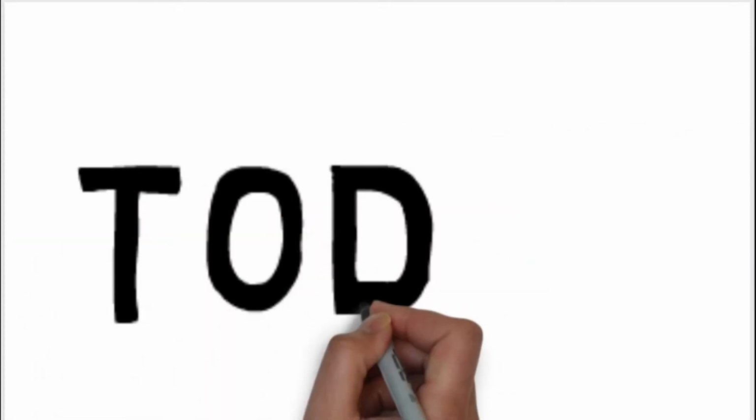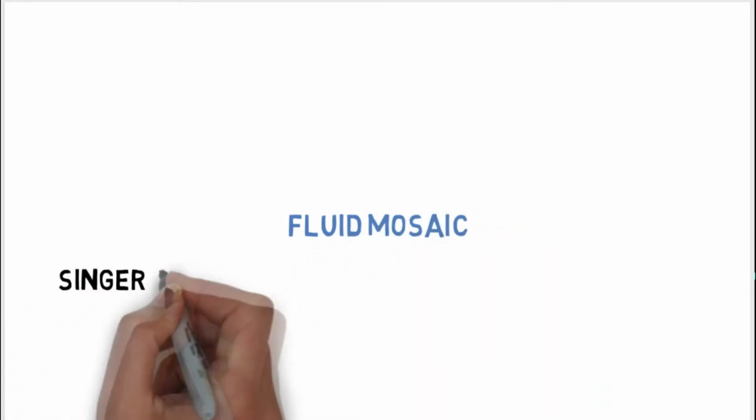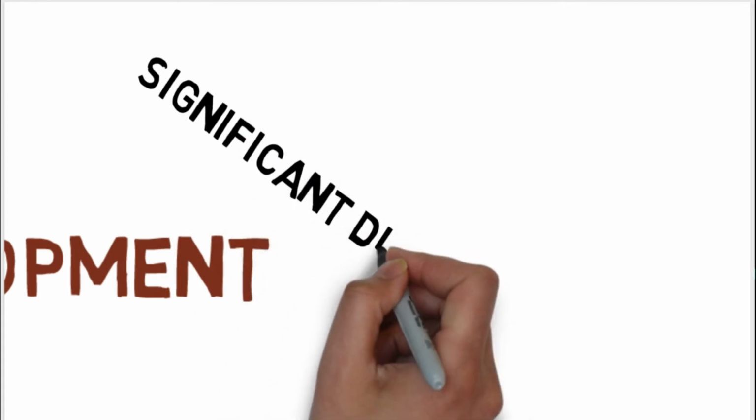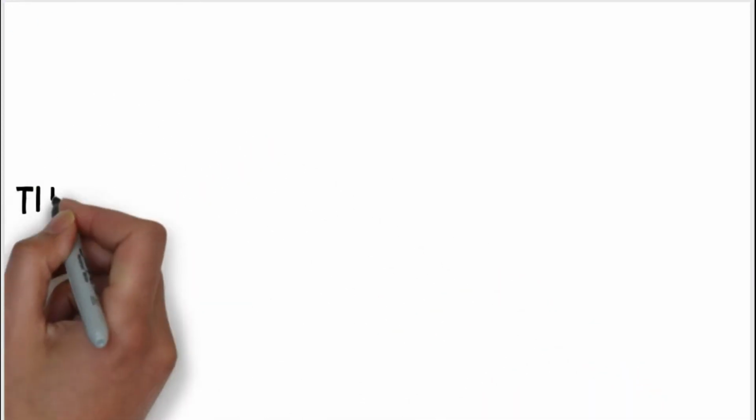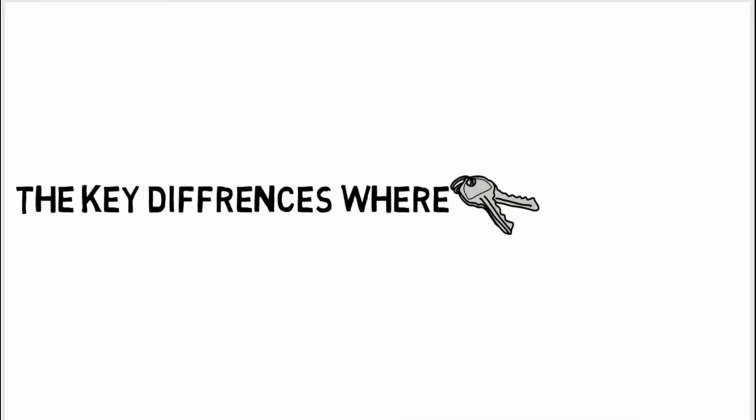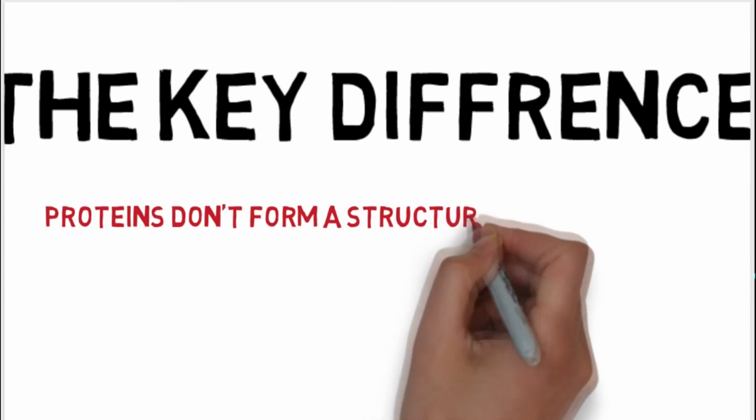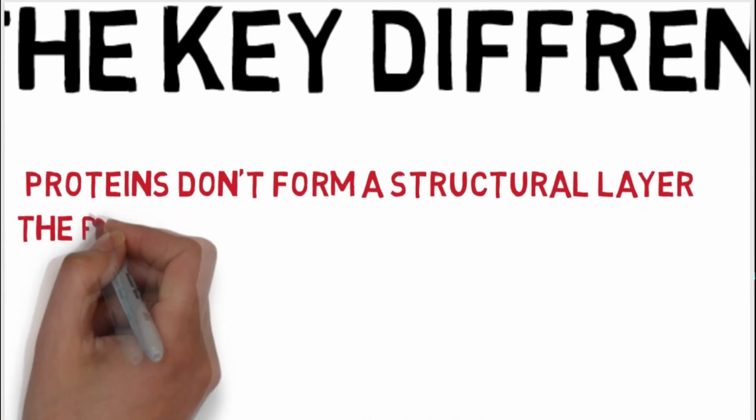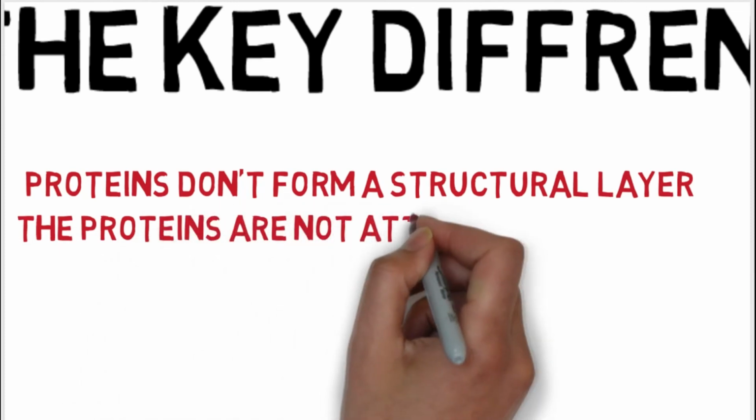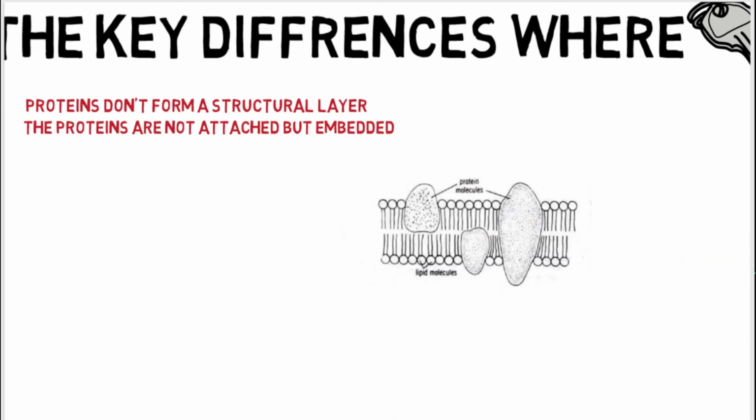We now move on to how we know the cell membrane today. Today the membrane is represented in a model called the fluid mosaic, which was created by Singer and Nicolson. It was again a development of Danielli and Davson's model, but this time, compared to Robertson's model, it had significant differences. The key differences were the proteins don't form a structural layer holding the lipids in place. The proteins are not attached to the outside of the lipid bilayer, but embedded within it. And this is what we know the cell membrane as today.